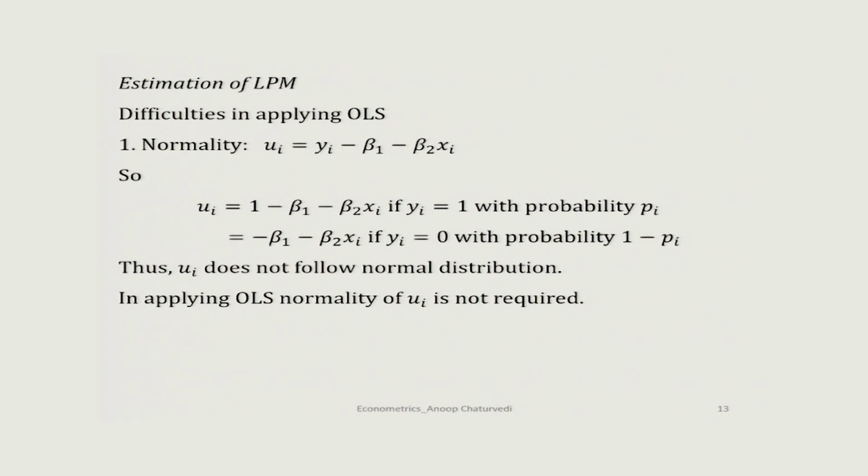Then ui is equal to minus beta 1 minus beta 2 xi if yi is equal to 0, and yi takes value 0 with probability 1 minus pi. So, ui is also a Bernoulli random variable. It takes the value 1 minus beta 1 minus beta 2 xi with probability pi and minus beta 1 minus beta 2 xi with probability 1 minus pi. So, obviously, it does not follow the normal distribution, but for applying OLS, the assumption of normality is not required. So, one can say that you can still use the method of least squares for estimating the coefficients, because you do not require the assumption of normality.